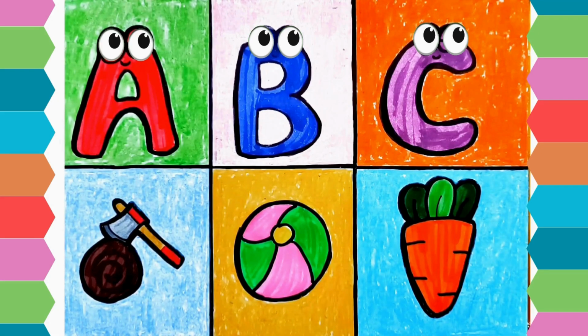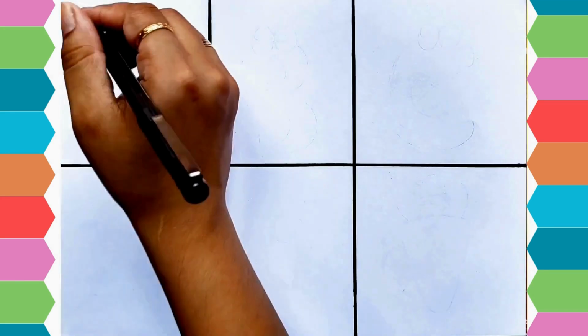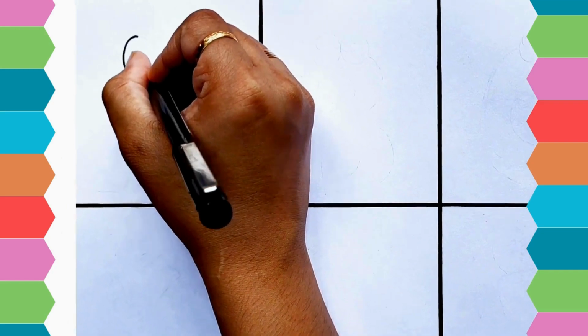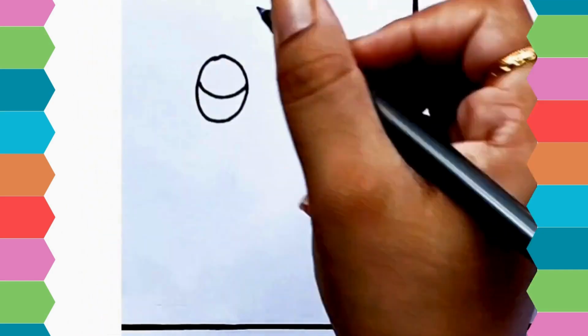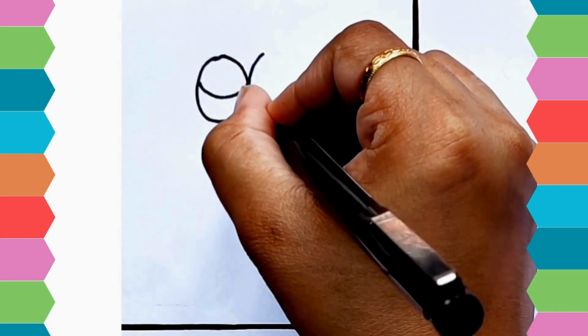Letters A, B, and C. So, let's get started. A, B, C, D, E, F, G. Come and sing along with me. H, I, J, K, L, M, N.